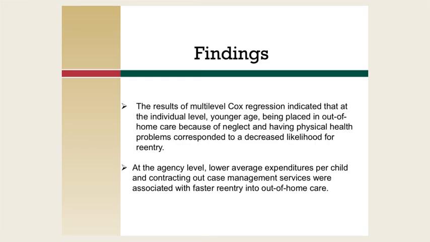Some of our findings: at the child level, what we learned, and this will be no surprise, was that younger age, being placed in out-of-home care because of neglect, and having physical health problems corresponded to a decreased likelihood for re-entry. And then at the lead agency level, lower average expenditures per child and contracting out case management services, our lead agencies can either do case management services themselves or they can contract it out to other providers, were both associated with faster re-entry into out-of-home care. So those were our findings from using the multi-level modeling.